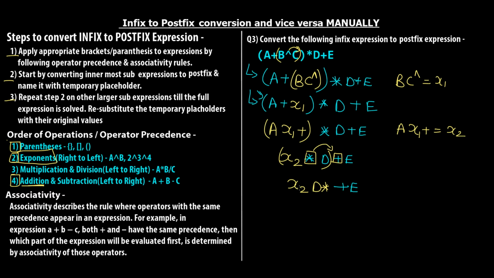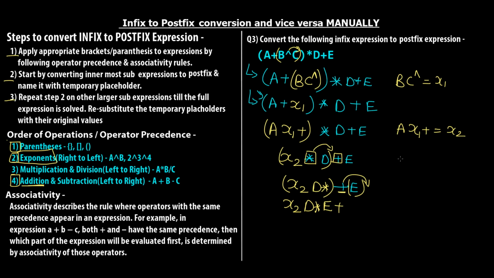Now let's not substitute x2d star into some other temporary variable. Let's directly evaluate this. We have plus. So this is one operand, and this is another operand for this plus operator. So this plus comes ahead. So we will be getting x2d star e, and then we have plus.